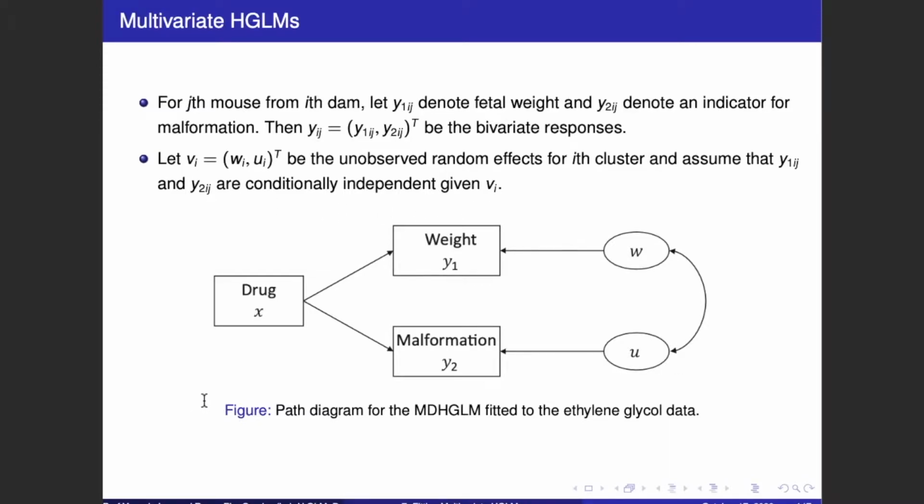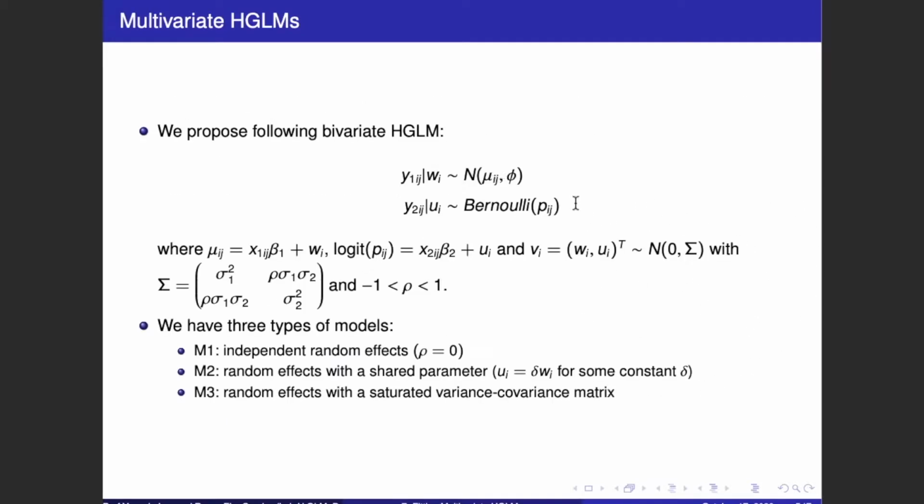This figure represents the path diagram for the multivariate HGLM fitted to the ethylene glycol data. We have X for dose, we have two Ys, Y1 for weight and Y2 for malformations, and we have W and U for the connection. We propose the following bivariate HGLMs.